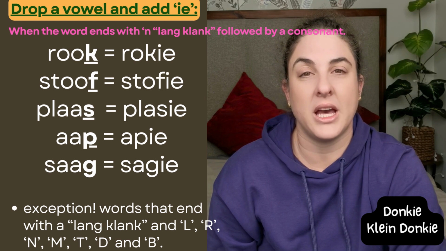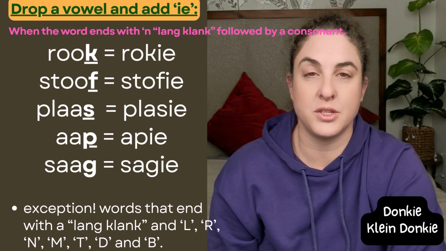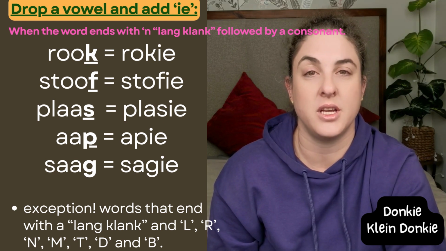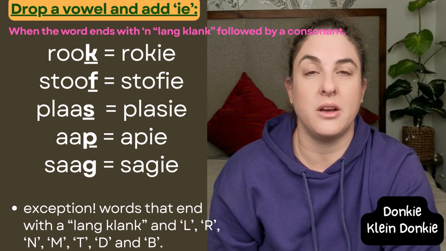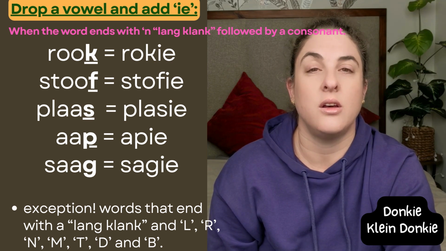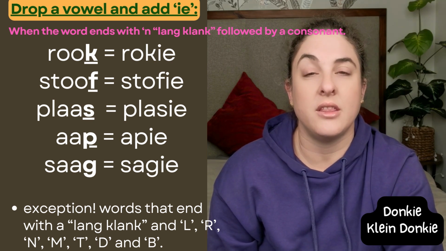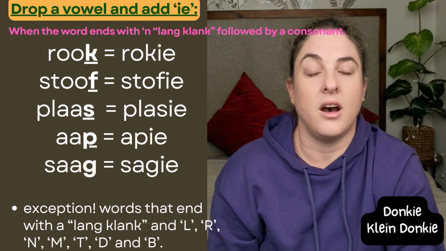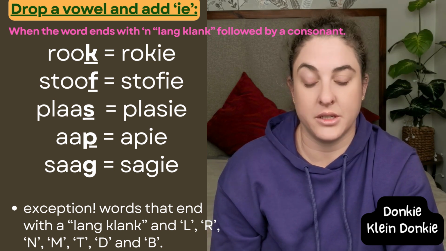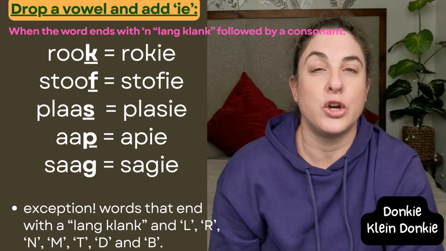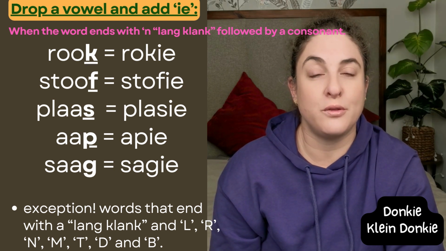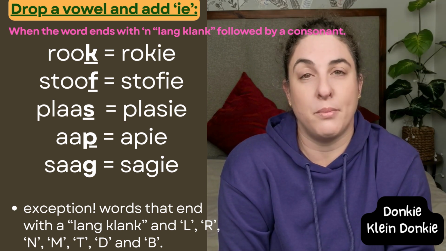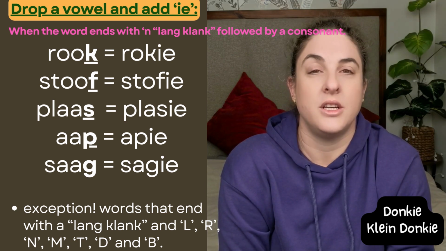So the previous one, we had a single letter vowel. In this rule, we have a lang klank, which is 2 of the same vowels next to each other. And then you pronounce it as A, E, U, etc. In that case, you will drop one of those vowels and add an IE, the I sound, to the back of the word. So then you will have rook, rookie, stoof, stoofie, plaas, plaasie, aap, aapie, and saag, saagie.